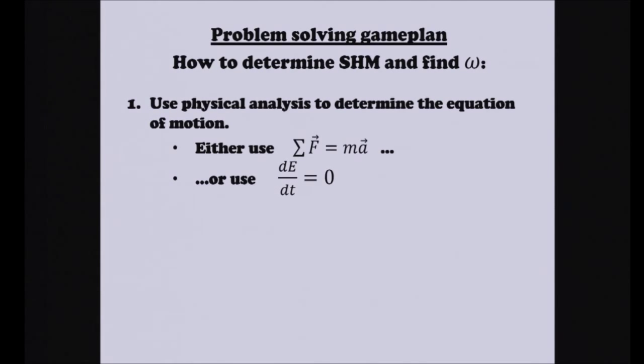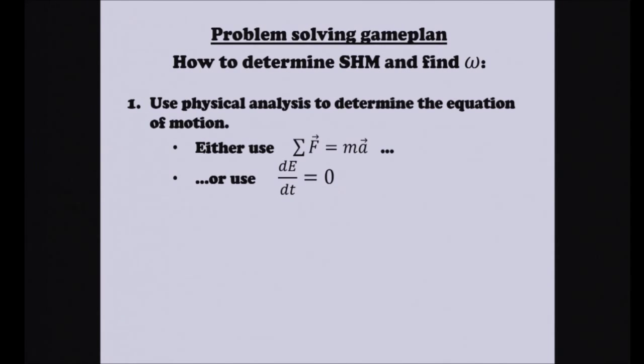The first, which we've talked about at the very beginning here, with our first problem, is we can do the sum of the forces equals ma. And the second way is we can find the energy equation and set the time derivative of the energy equal to 0.